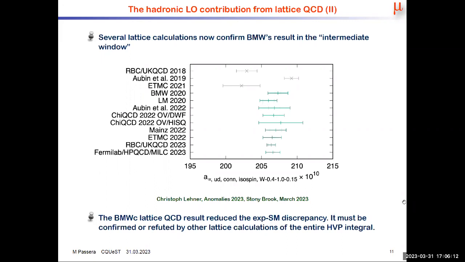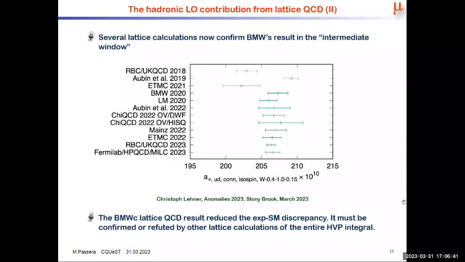Now the point is that we absolutely need to have other collaborations reach the same result and confirm or refute this result at the same level of precision. Because then we have to understand why there is a difference between this BMW result and the result from the data, from the hadronic data. They should be determining the very same thing, but the results are not the same.